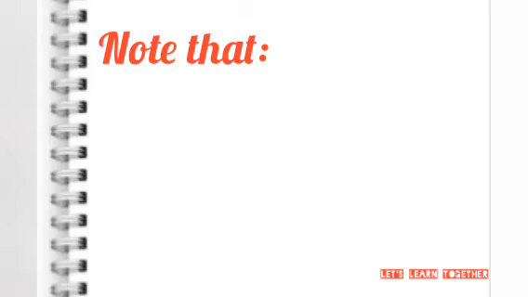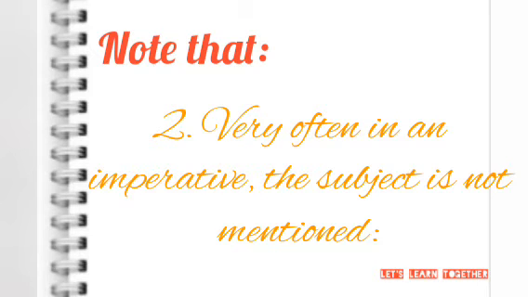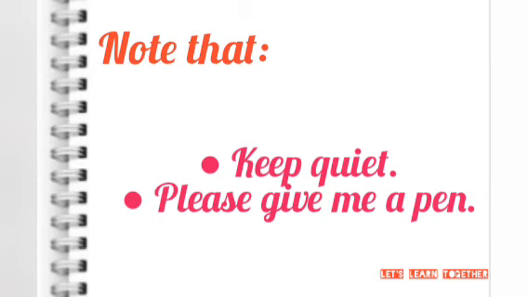Another thing we have to keep in mind is that very often in an imperative sentence the subject is not mentioned. For example, keep quiet. The subject is not mentioned, but we can understand the subject is you. You keep quiet. Then next, please give me a pen. The subject is not mentioned, but we can understand that the subject you is implied.